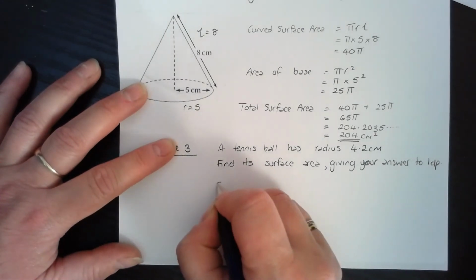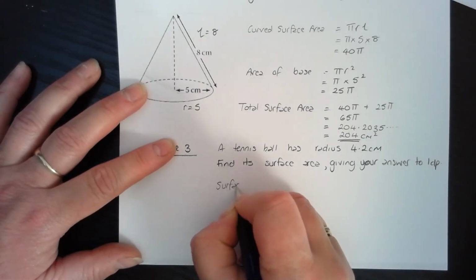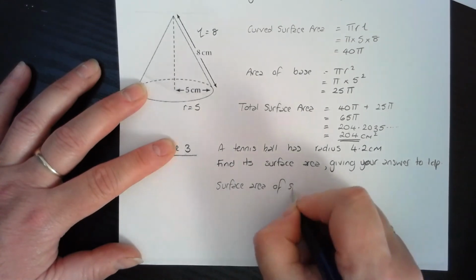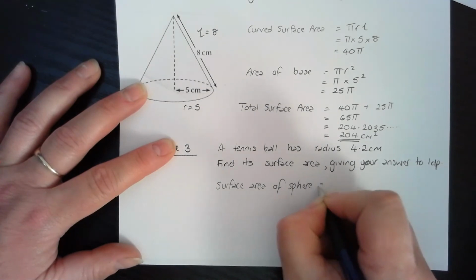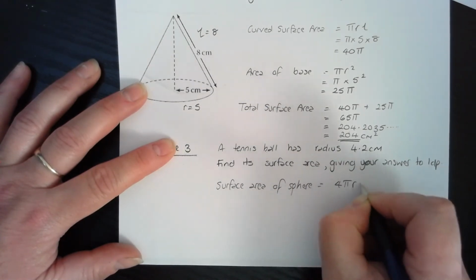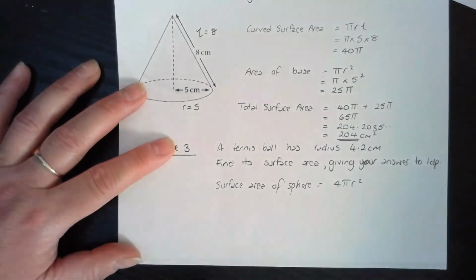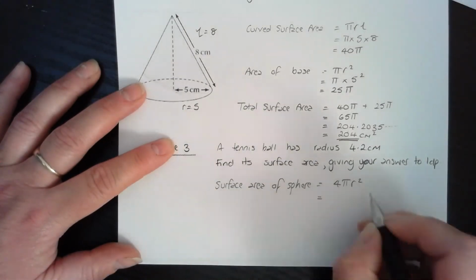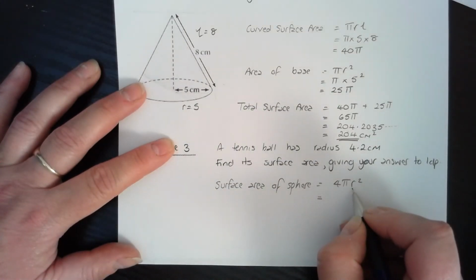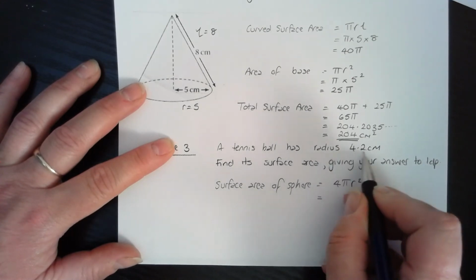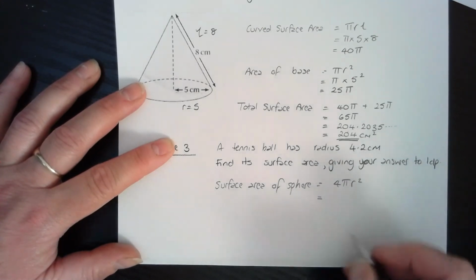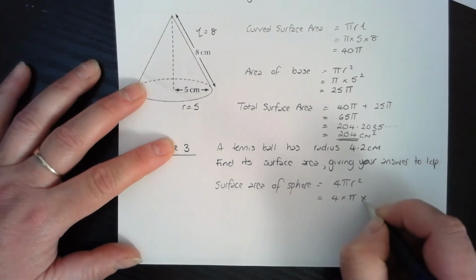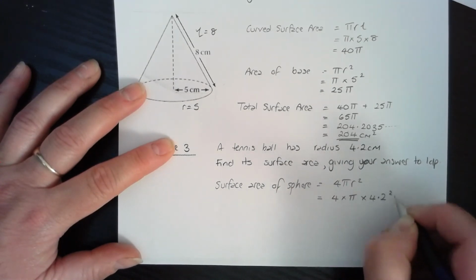So, surface area of the sphere is 4 pi r squared. Always write down your formula first, then substitute into it. It's only the radius that we need to substitute in, and we know the radius in the question is 4.2 centimetres. So that's going to be 4 times by pi times by 4.2 squared.